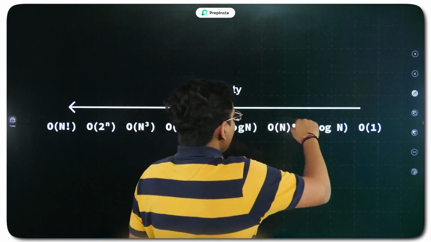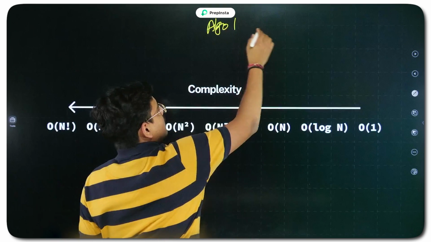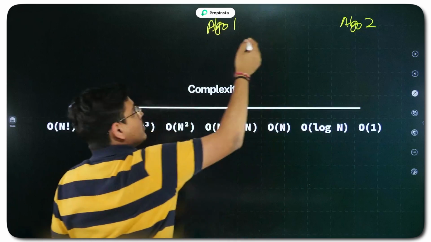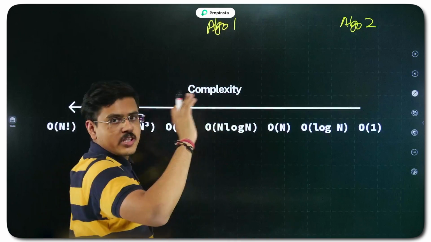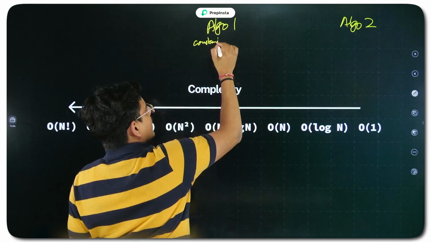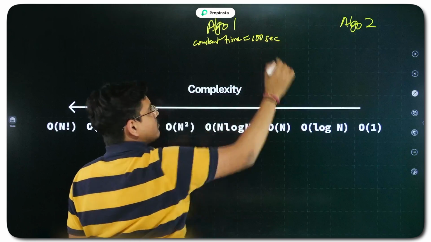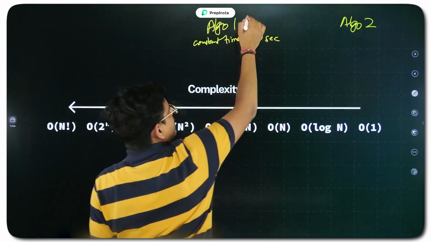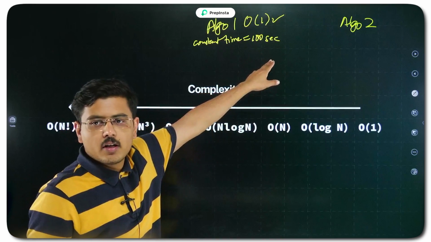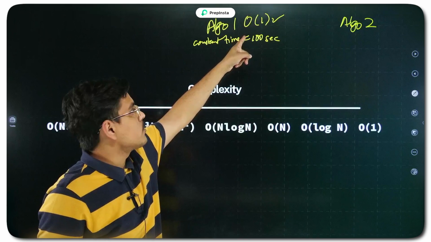Consider that you have two algorithms, algo 1 and algo 2. In algo 1, it takes constant time. Okay, this constant time is 100 seconds, right? So the order of 1 stands true for this because there is a constant time for it. So it is constant, and henceforth the time complexity becomes order of 1.